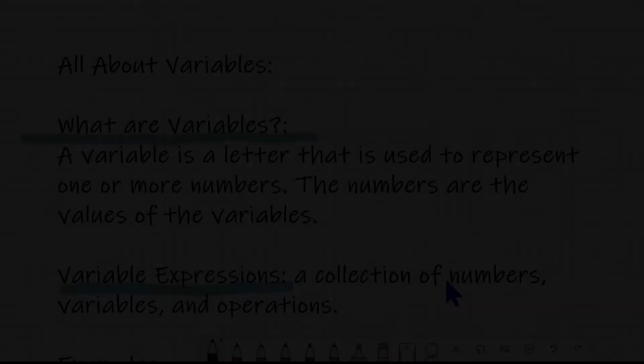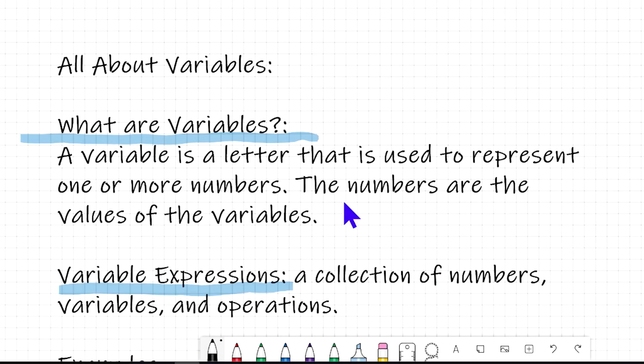So in this lesson, you guys will learn what a variable is. So what are variables? A variable is a letter that is used to represent one or more numbers. The numbers are the values of the variables. I will go more into detail about that because I know that does sound a little bit confusing, but I will explain it. So then variable expressions are a collection of numbers, variables, and operations. I will also go over that a little bit more, and I'll give you guys some examples.